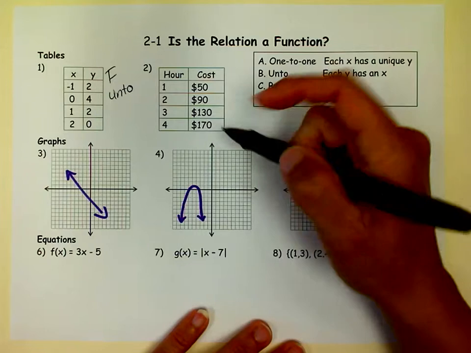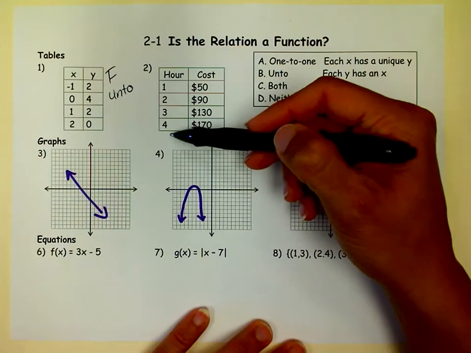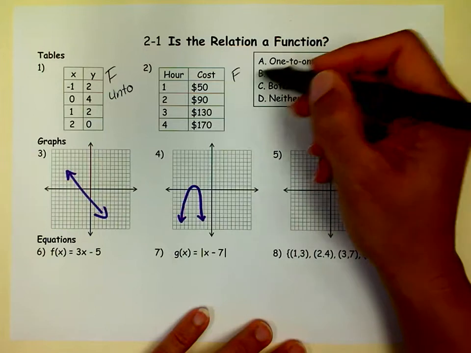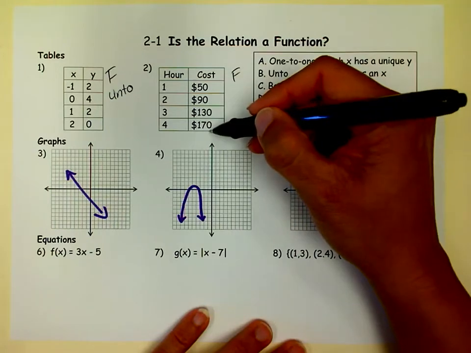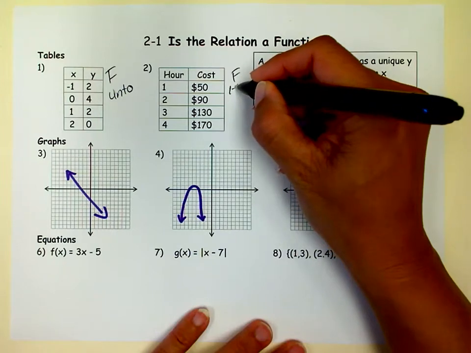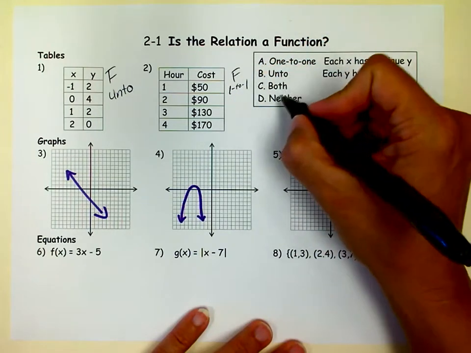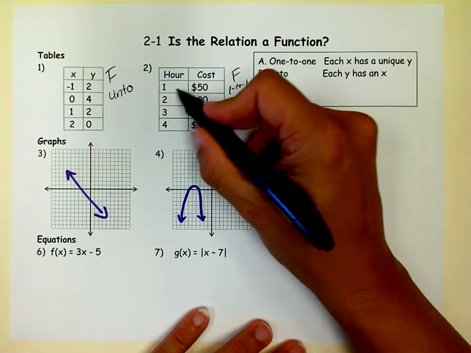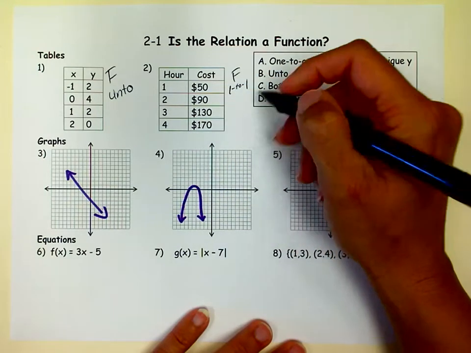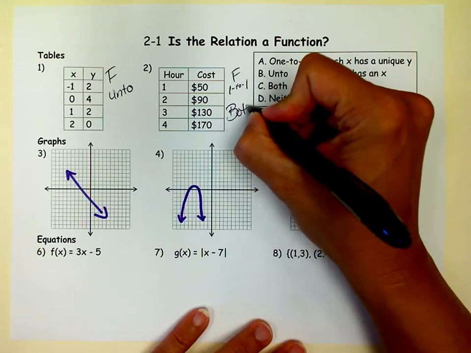So let's look over here. To find out if it's a function, we look at the x's. They're all different. We're good. It's a function. To find out if it's one-to-one, we look at the y's. They're all different. It's one-to-one. Now, to see if it's an onto function, we look to see, does every y have an x? Yeah, every y has an x. So that means we're dealing with both here.